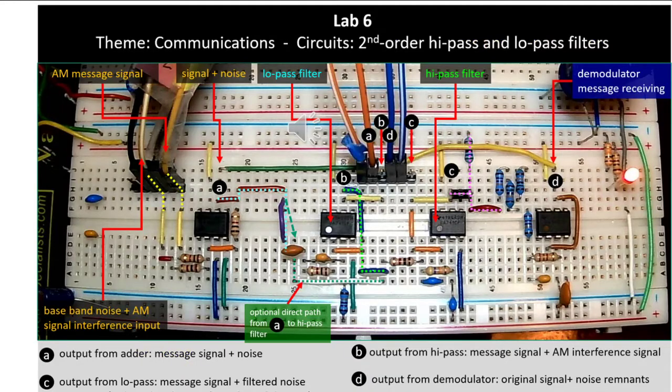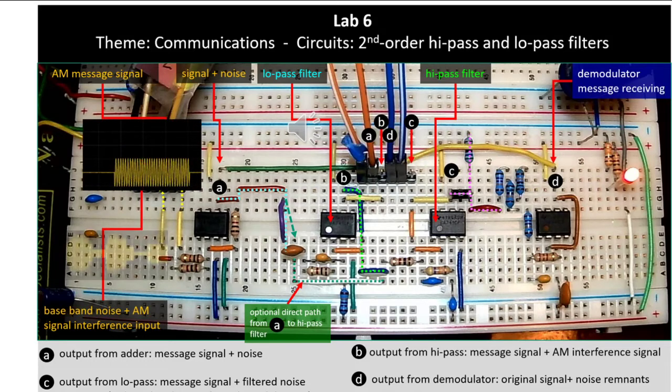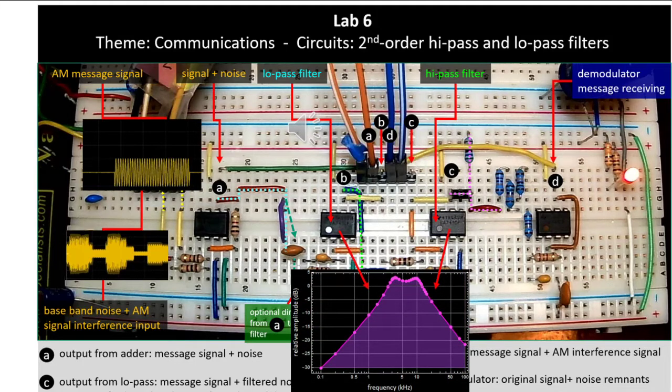Lab 6 circuits are designed to demonstrate that communication technique, that is, amplitude modulation to distinguish the signal from noises and interferences. The circuits consist of a band-pass filter from 3 to 10 kHz, and any interferences and noises outside that band are attenuated. The throughput signal is then input into a demodulator to recover the original unmodulated signal.